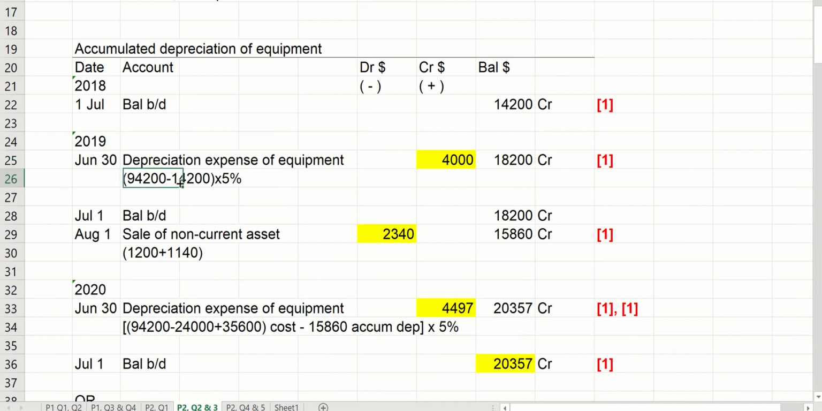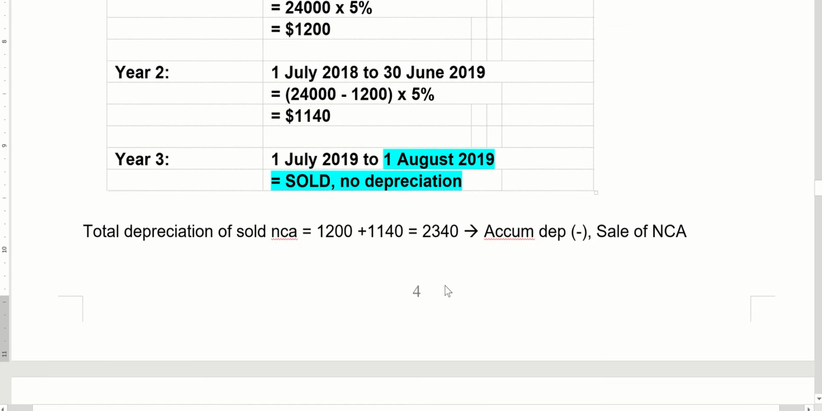All right, so there you go. It is $4,000, so accumulated depreciation increased by $4,000. You have $18,200. Now, in the second year after 30th of June, you sold the NCA. Because you sold the NCA, you should take just now the double entry that we wrote.